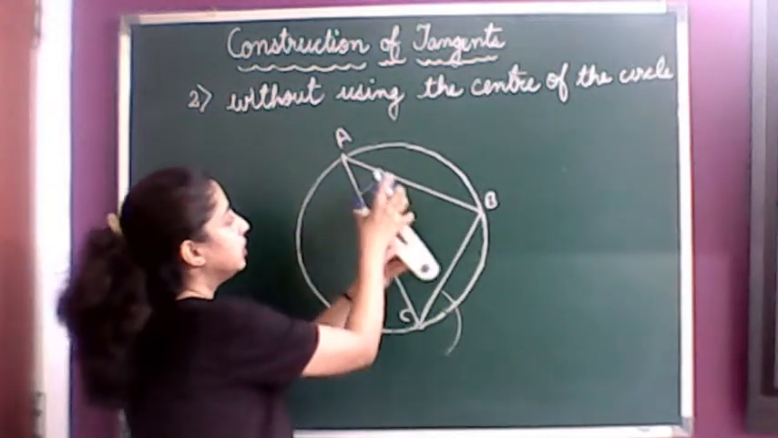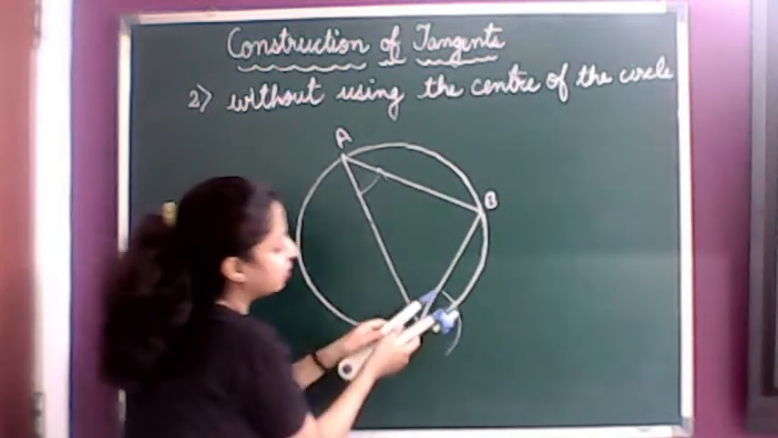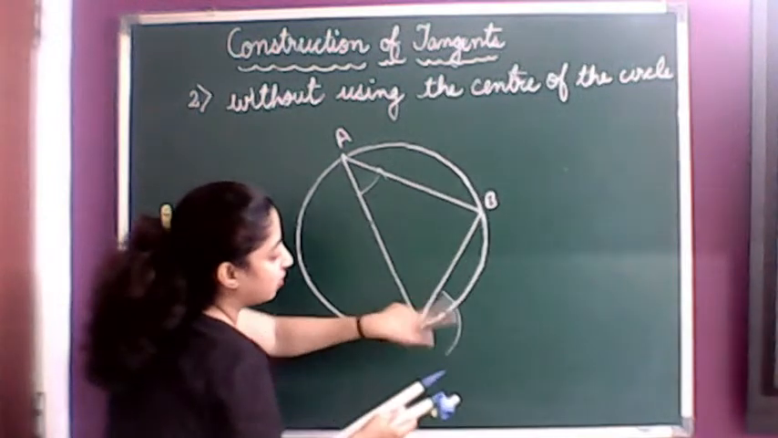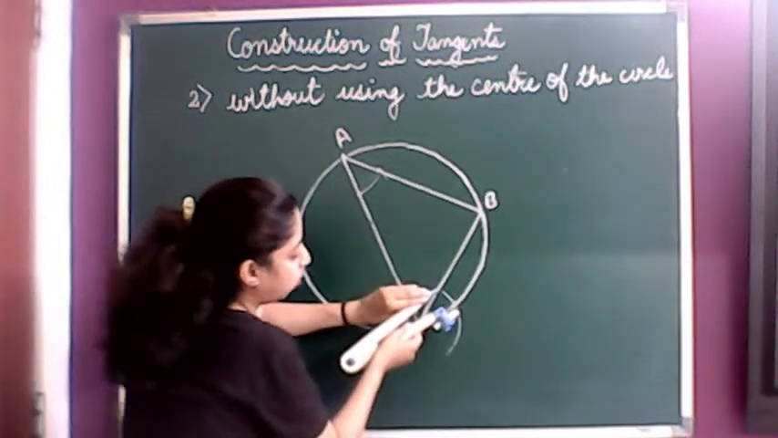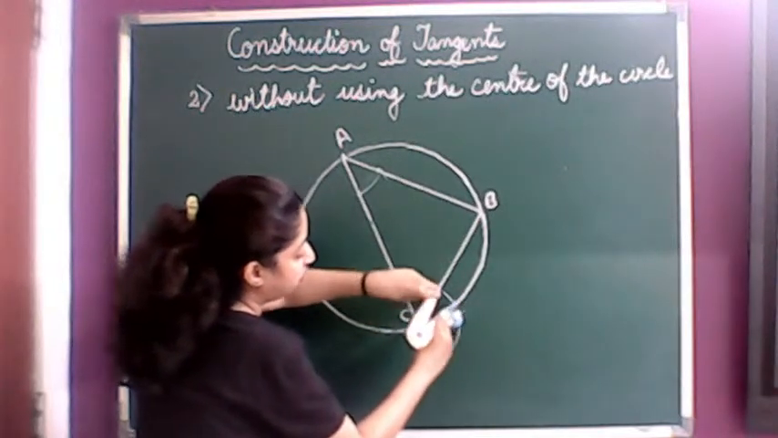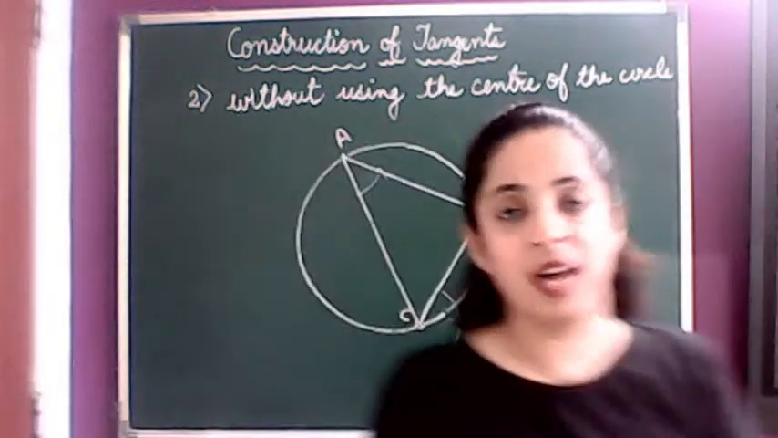Okay, so this is the measure. Now you take this measure, keeping the pointer at this point, not at C, but at the point where it is touching the secant or the chord. Then you cut the previous arc. So it is cutting here. Is that clear? Are you guys able to understand?